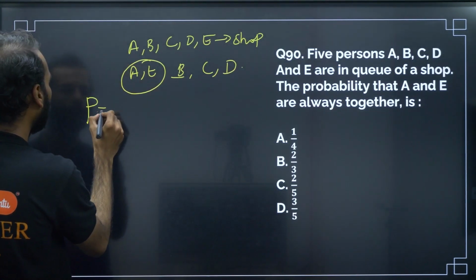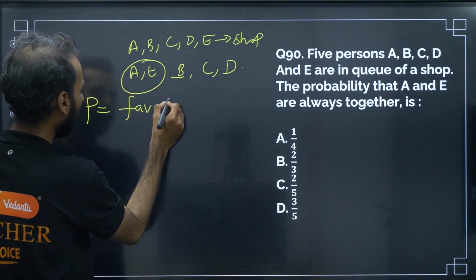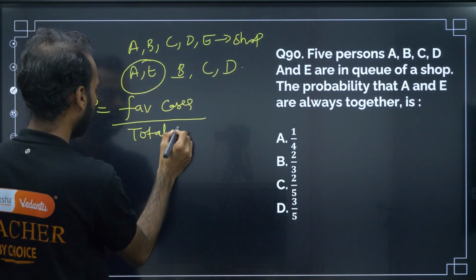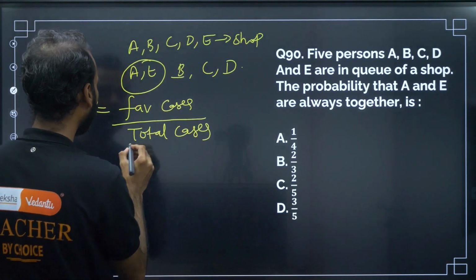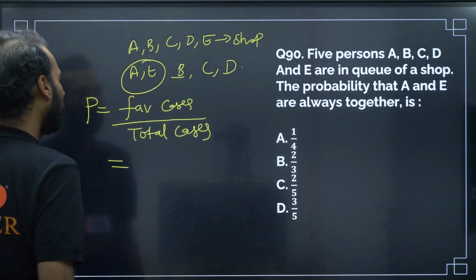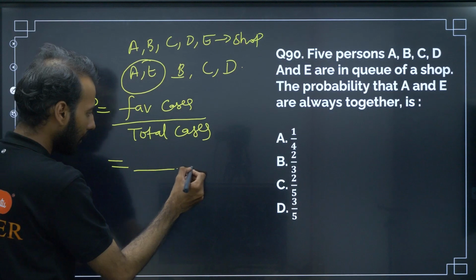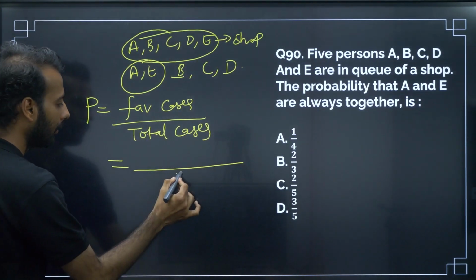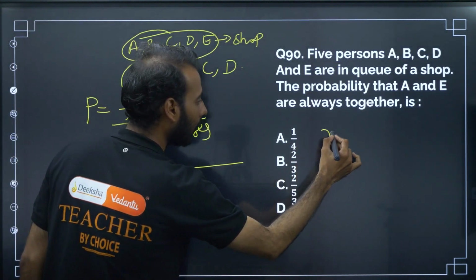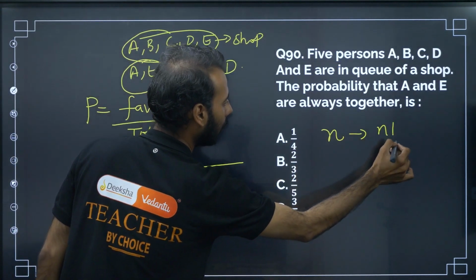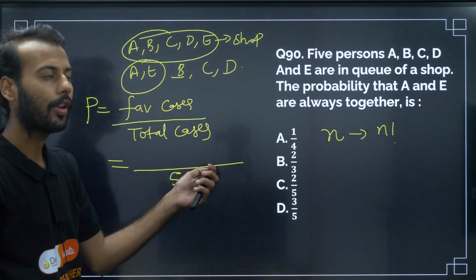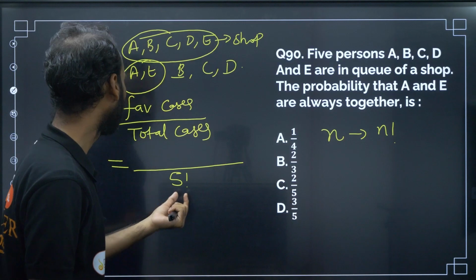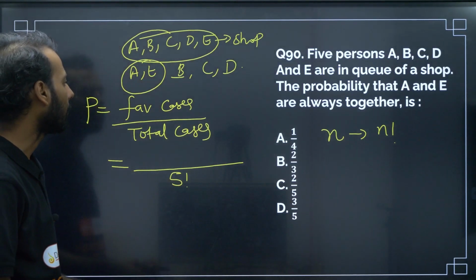So probability is equal to favorable cases by total cases. First let me write total cases. 5 people are there, so in how many ways can they stand? So it is arranging n objects. Try to recall that concept, in one of the previous questions also we have used it. Arranging n objects is possible in n factorial ways. So I am writing this as 5 factorial ways.